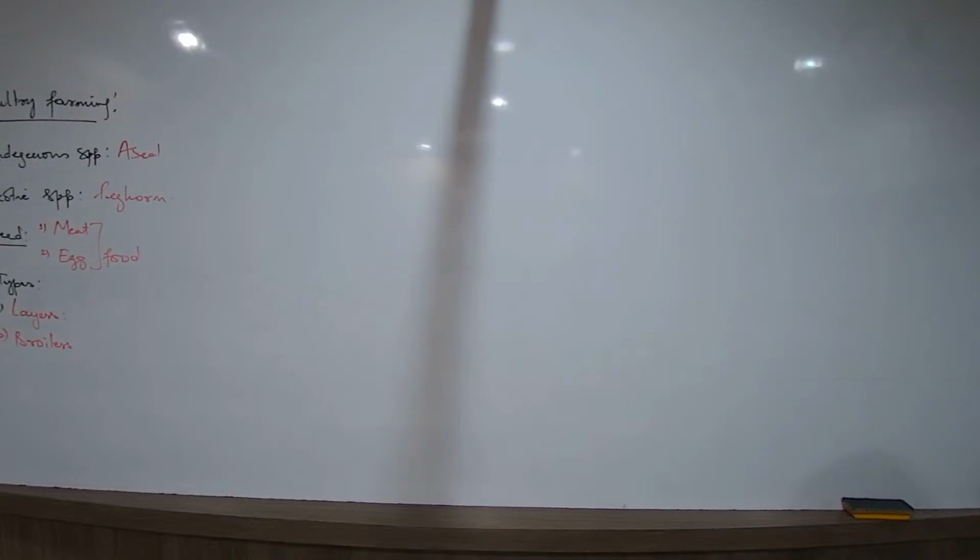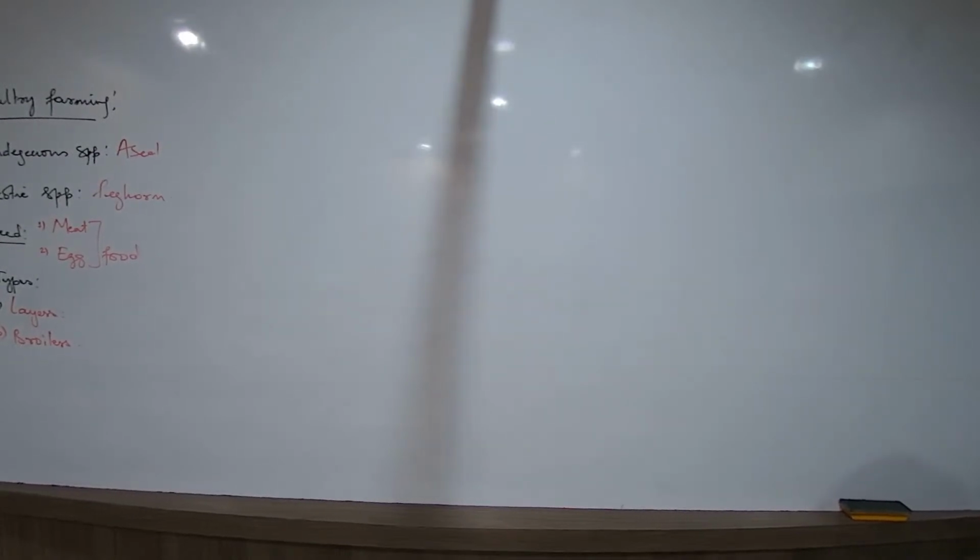What are some differences between layers and broilers? Layers are the type we already discussed. Layers are the ones which are egg laying, and the broilers are the type which are reared for meat. See the first difference? Layers are egg laying and the broilers are maintained for meat.